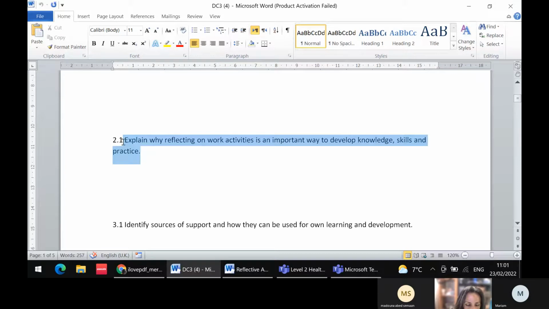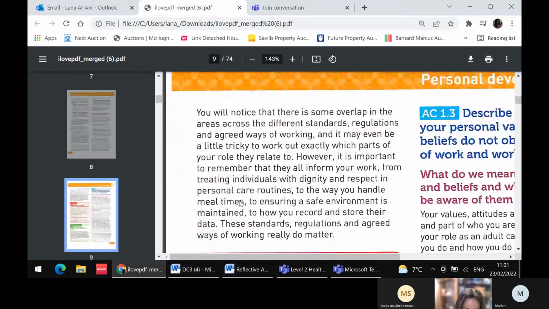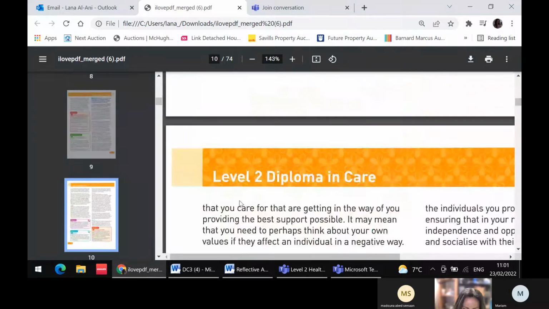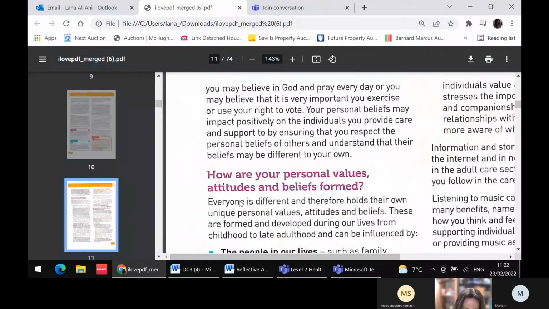So now if you want to answer this question, explain why reflecting on work activities is an important way to develop knowledge, skills, and practice. So how would reflecting on your own work develop your work? So if I go to the book, 2.1, can you think about this question? How would reflecting on your own work develop your work?